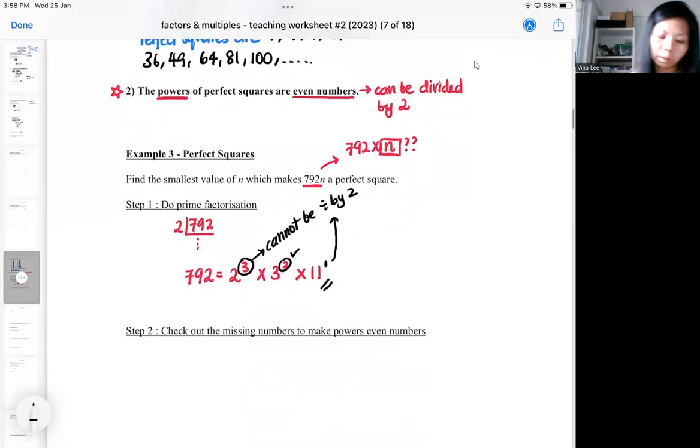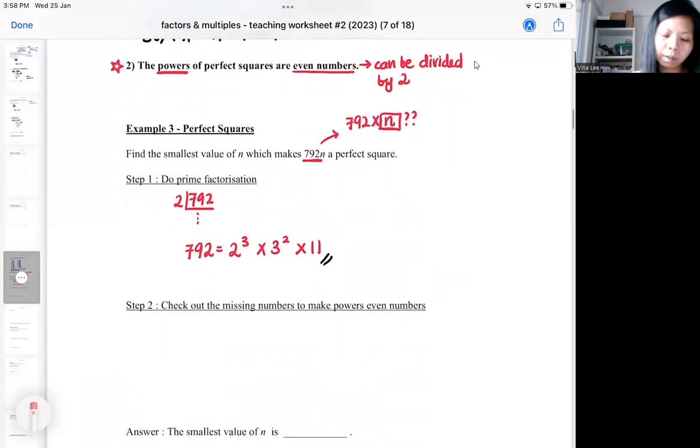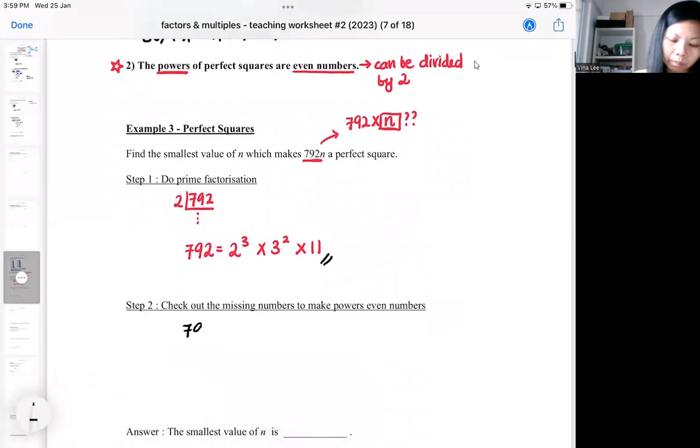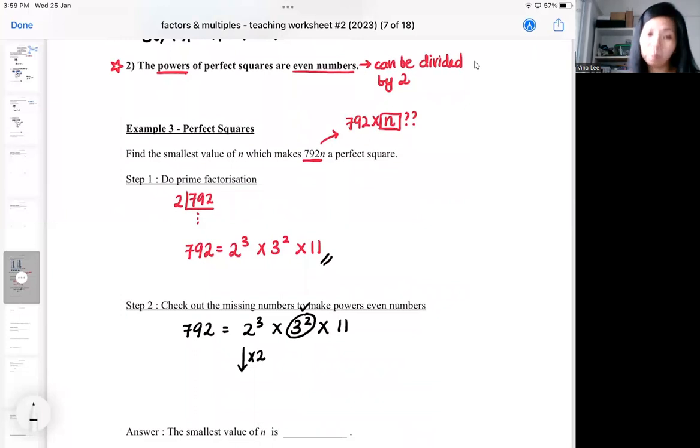Okay, here is the trick. We are going to multiply numbers to make it a perfect square. What does that mean? I need to multiply numbers to make it into even powers. This is already an even power, so don't touch it. Here I'm going to multiply by a 2.